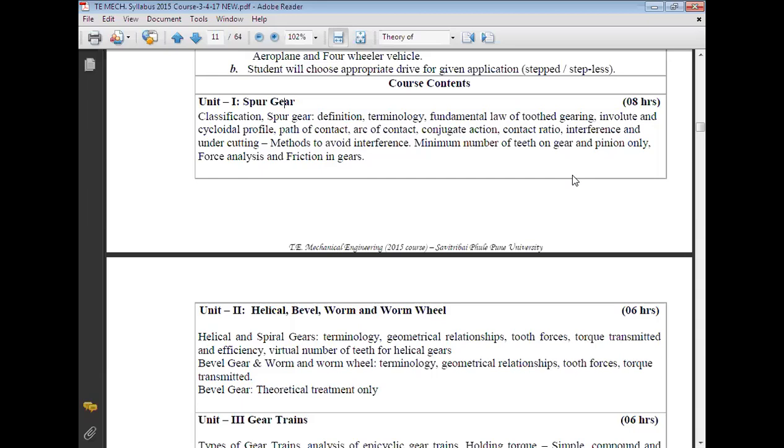As you are aware, this particular unit will be there in your in-semester examination for 10 marks. 10 marks questions will be there in the in-semester examination. So maybe 4 marks theory and 6 marks numerical, or vice versa, can be asked. Rarely you will get 2 marks theory and 8 marks numerical.